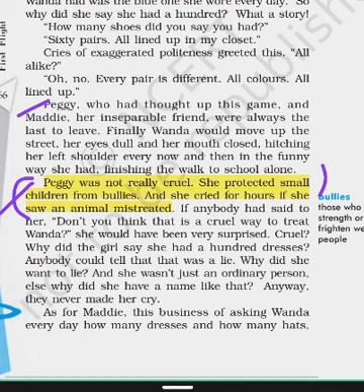If anybody had said to her, "Don't you think that is a cruel way to treat Wanda?" she would have been very surprised. "Cruel? Why did the girl say she had 100 dresses? Anybody could tell that was a lie. Why did she want to lie? And she wasn't just an ordinary person, else why did she have a name like that? Anyway, they never made her cry."